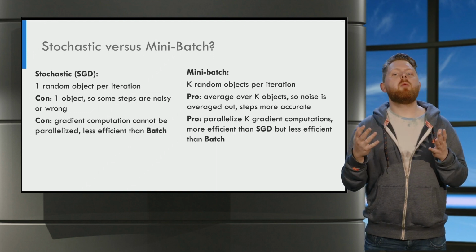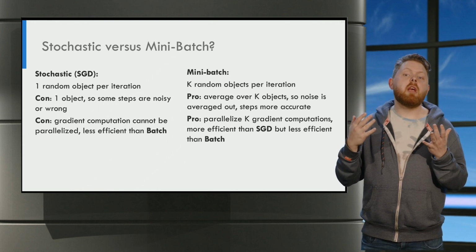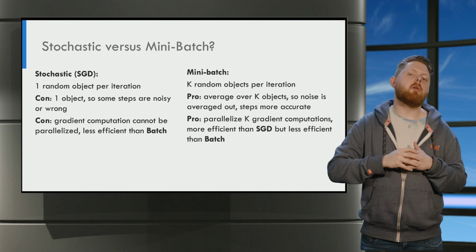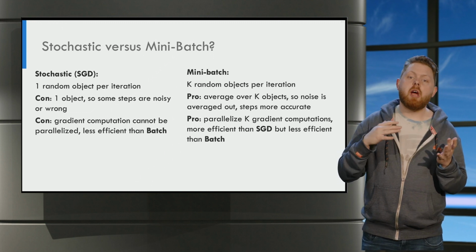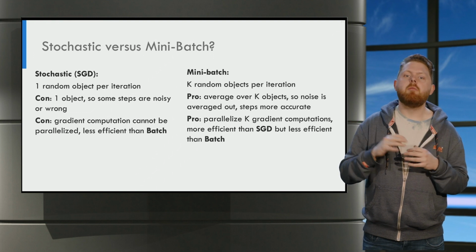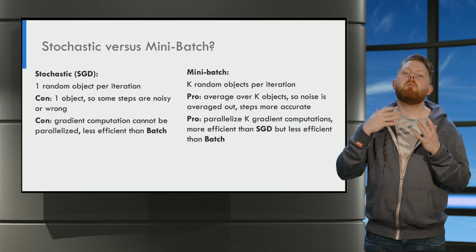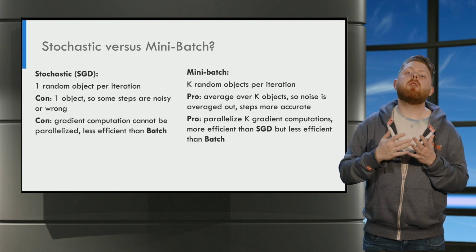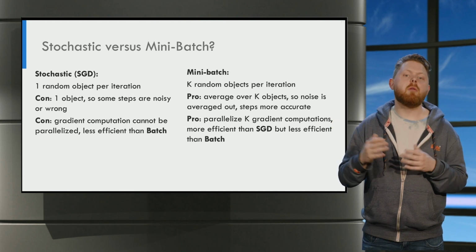For mini batch, we need k gradients at each time. Therefore, this computation can be parallelized. Thus, mini batch is more efficient than SGD. However, batch gradient descent is most efficient, since it can compute all gradients of the whole training set in parallel.